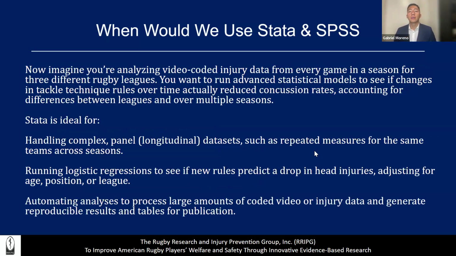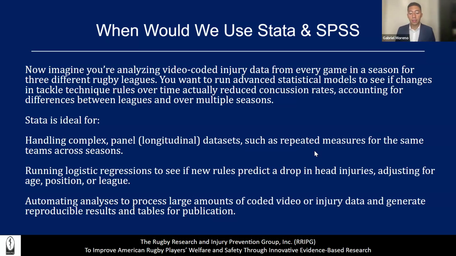Now, let's look at what we would use Stata for. Instead of using it for that large survey data, now imagine you're analyzing video injury data from every game in the season for 3 different rugby leagues. And so we want to run advanced statistical models to see if changes in tackle technique rules over time actually reduce concussion rates. So what that means is in 2011, the tackling rules were different than they are now. So did they make it safer for concussion rates? And we would account for differences between leagues and the differences in the years.